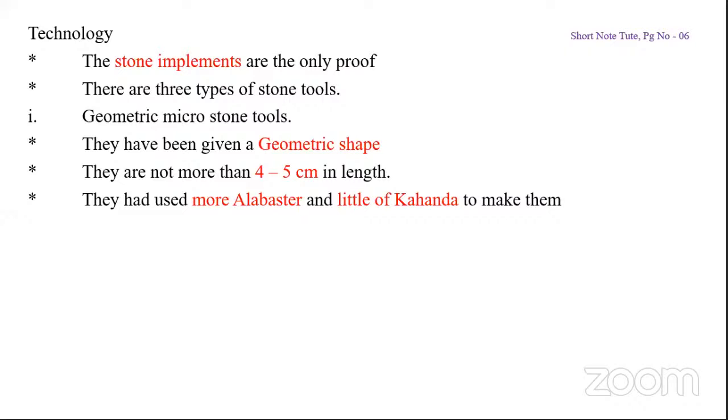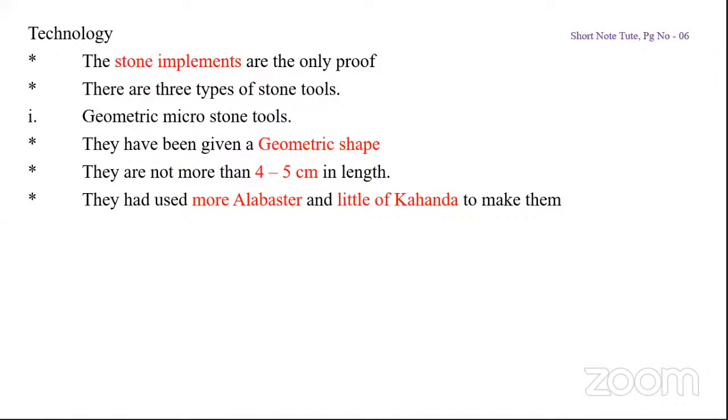When making this tool very small, it's breakable. So you can't use granite to make these tools, because granite is very breakable. When you make something very small, what have they used? Alabaster. Alabaster means a kind of white colored stone that is very strong, like what we call Tirivana gal in Sinhala.